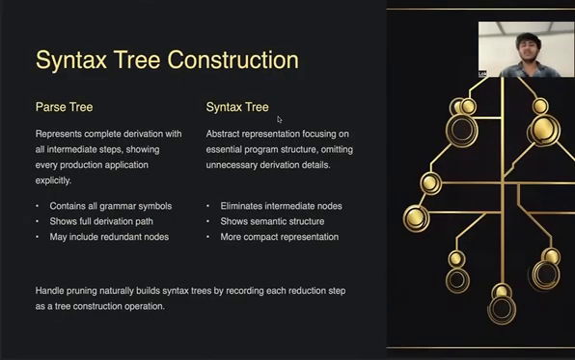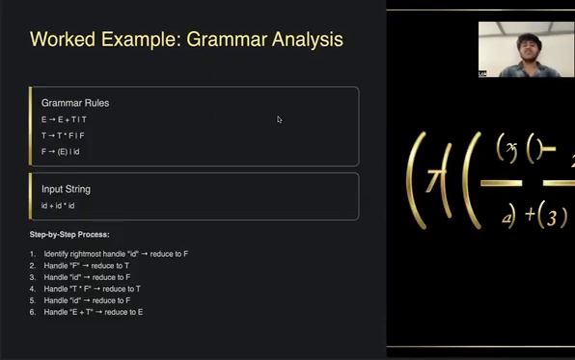In slide 7, we discuss syntax tree construction. This slide explains two important structures. The first one is the parse tree and the second one is the syntax tree. In the parse tree, there are three major points: it shows the full derivation, includes all grammar symbols, and lastly, it can be large and complex. But the syntax tree is a simplified version and removes unnecessary nodes. It mainly focuses on the meaning of the program. Handle pruning helps in building syntax trees automatically during the reduction. So while reducing, we also construct the tree.